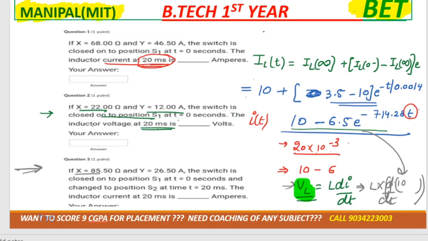Next, X is this, Y is this. The switch is closed onto position S1 at t equal to 0. That is correct. And it changes to position S2 at time t equal to 20 millisecond. The inductor current at 20. Now, in this condition they have changed the situation.